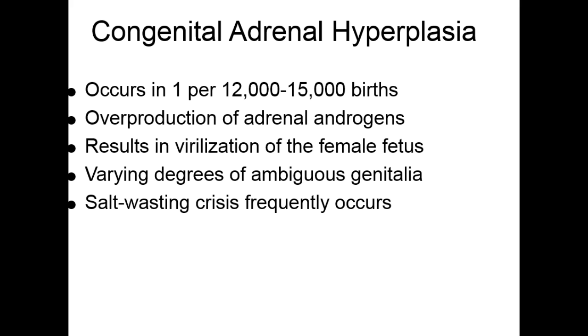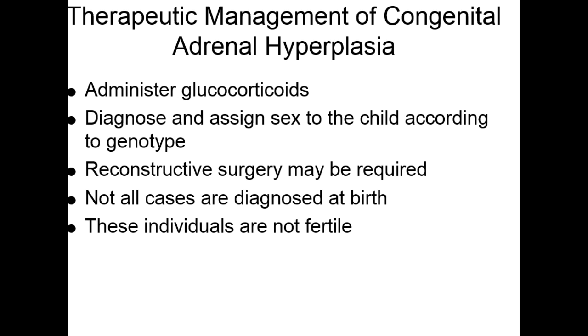Congenital adrenal hyperplasia. This is the overproduction of adrenal androgens. It results in virilization of the female fetus, varying degrees of ambiguous genitalia, and salt wasting crisis frequently occurs. Therapeutic management of congenital adrenal hyperplasia: administer glucocorticoids, diagnose and assign the sex to the child according to the genotype.